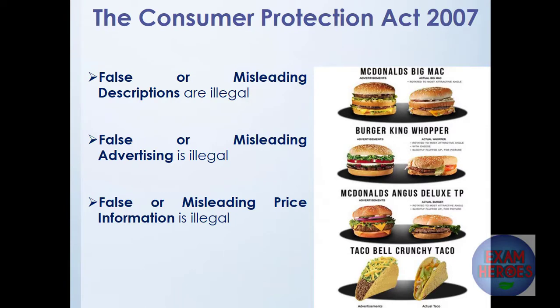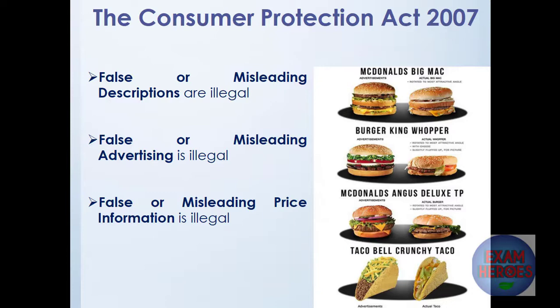The second piece of legislation you deal with is called the Consumer Protection Act 2007. An easy way to remember this is that basically everything in Leaving Cert Business under the consumer is covered by the Sale of Goods and Supply of Services Act 1980. Anything with the word false or misleading refers to the Consumer Protection Act 2007, and this is everything we have here on this page. It refers to false or misleading descriptions, false or misleading advertising, false or misleading price information.